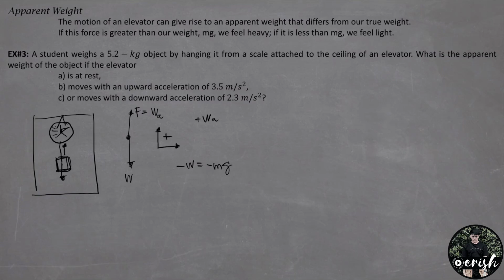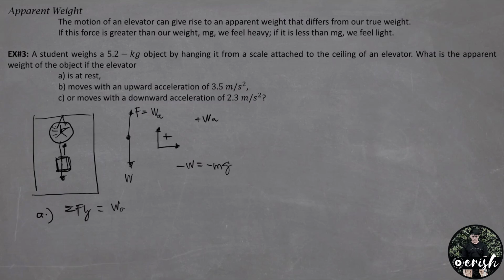And from all the three questions, given din sa atin yung acceleration. Letter A, no acceleration. Letter B, we have a given upward acceleration 3.5 meters per second squared. And sa letter C naman, downward acceleration, which is 2.3 meters per second squared. Downward, ibig sabihin, isi-set natin siya as negative. Let's start with letter A. Summation of forces Y muna tayo.